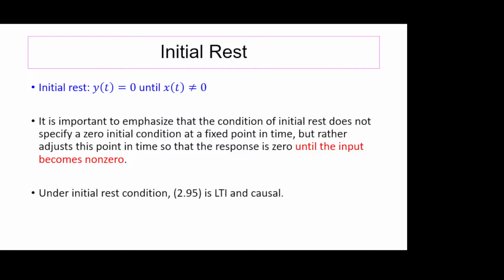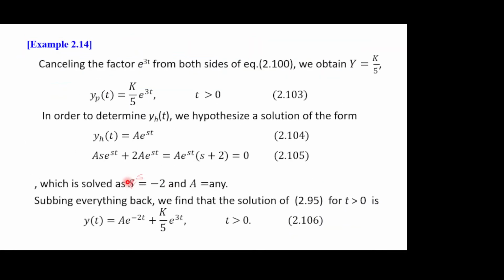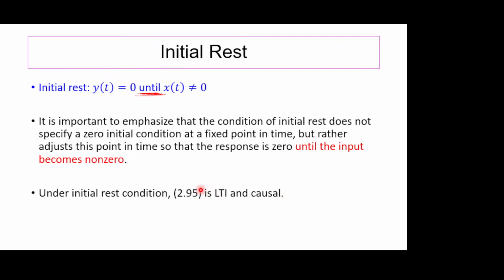So our y of t starts at a very funny time, because we are seeing it as a system. Your y of t equal to 0 will depend on your input. It will be set at whatever point your x of t starts being non-zero. This is what we are saying here: our y of t at 0 is not set at any fixed point in time. It's y of t starts changing when your x of t starts changing. We'll prove very soon that with this initial rest condition, our differential equation is LTI and causal. Any questions about the definition of initial rest?